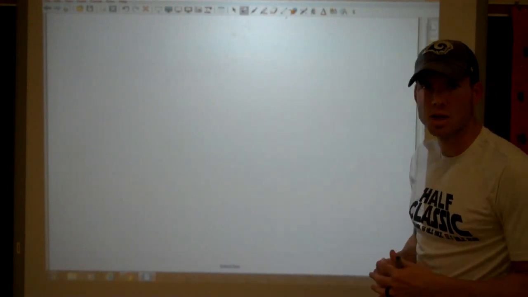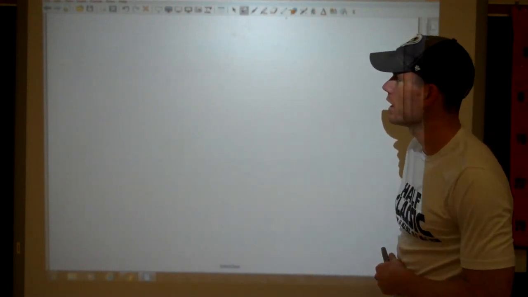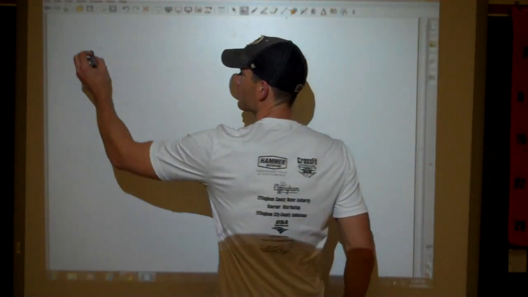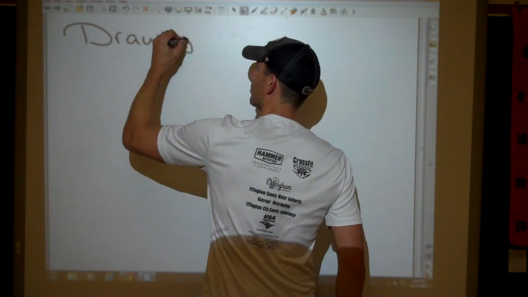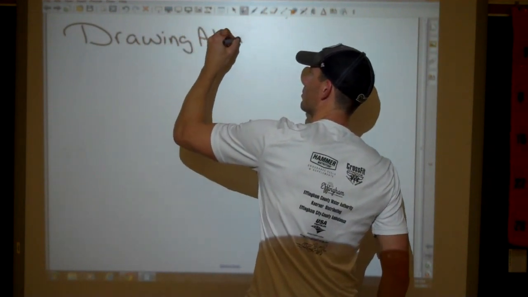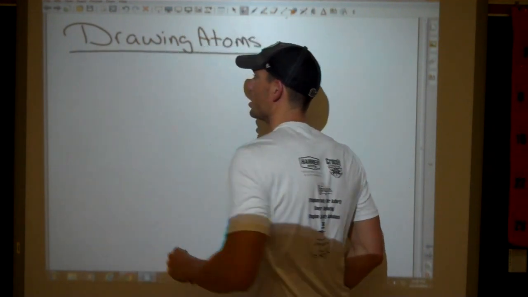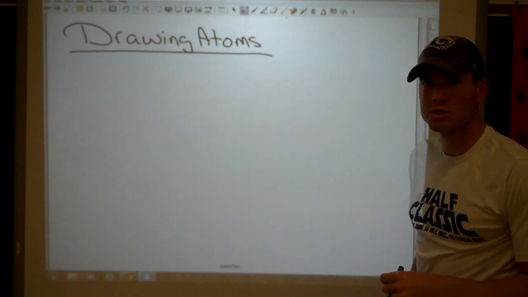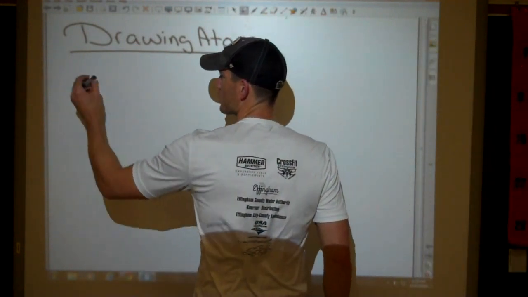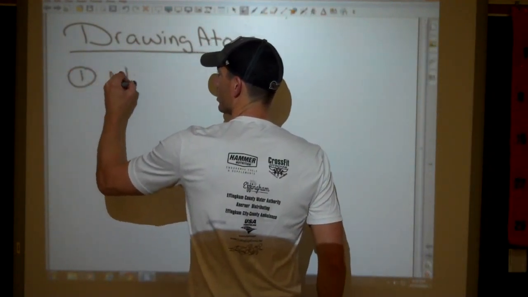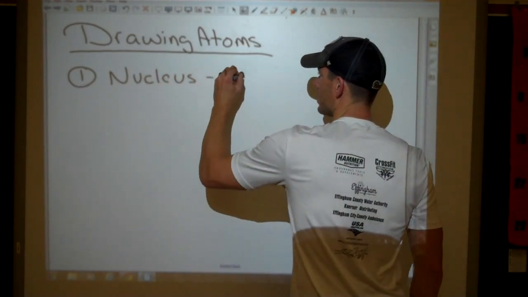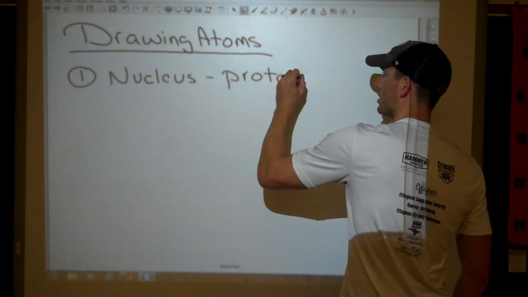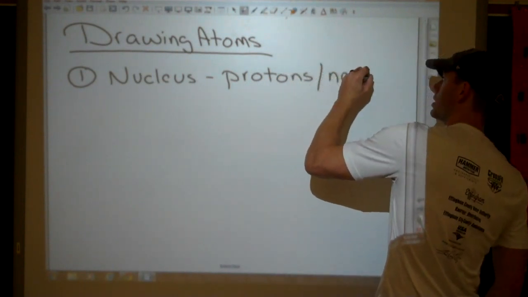So you need to add this to your notes, and in your notes what you want to add is title it Drawing Atoms. Whenever we draw atoms, it goes in this order. 1, there's the nucleus. And the nucleus still contains the protons and neutrons.